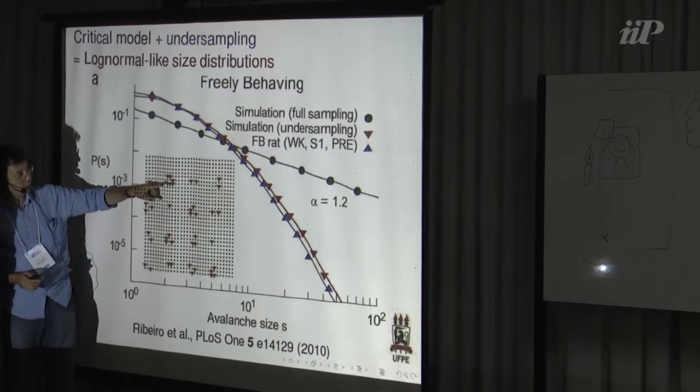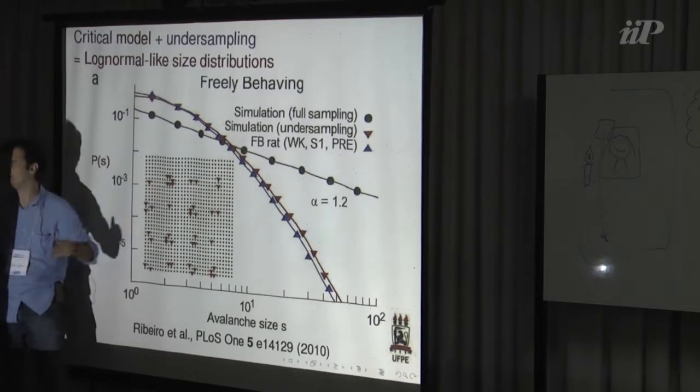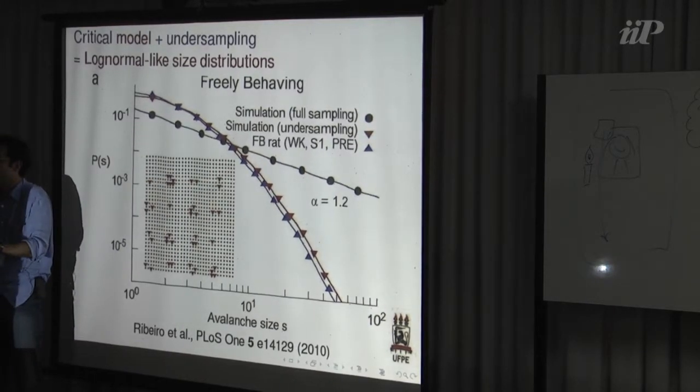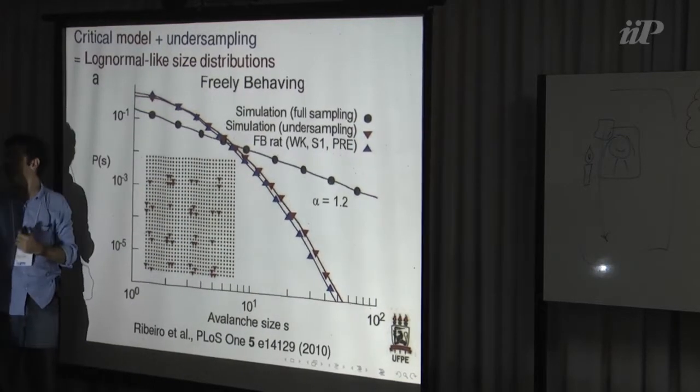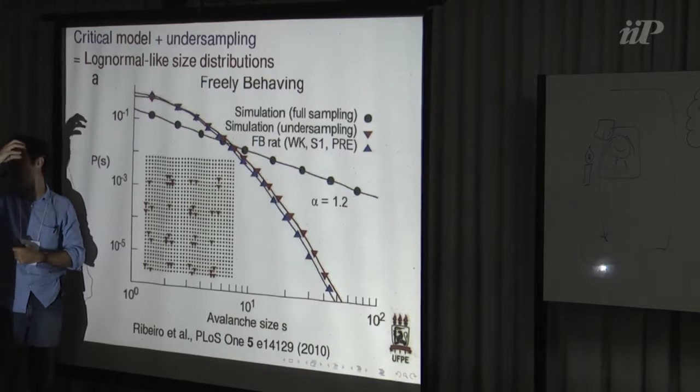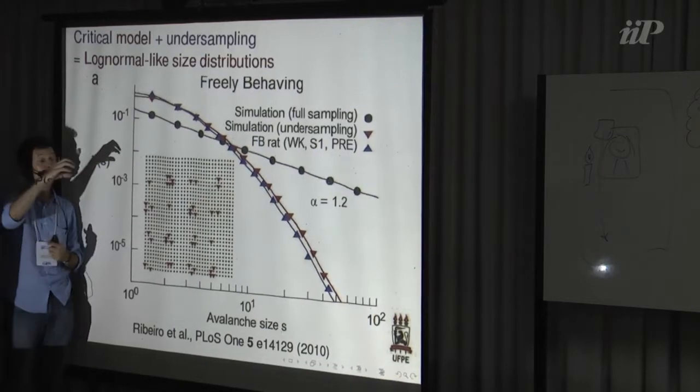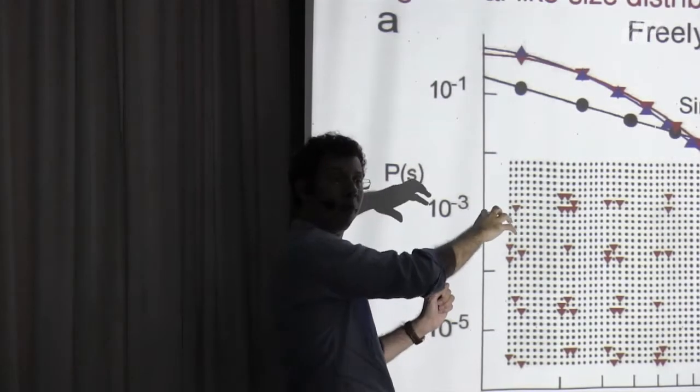And only those red triangles here mean the neurons that you would sample in the model if the model was the brain and you had to measure with electrodes. So the electrodes don't measure everything. There's a huge undersampling or subsampling of the system.